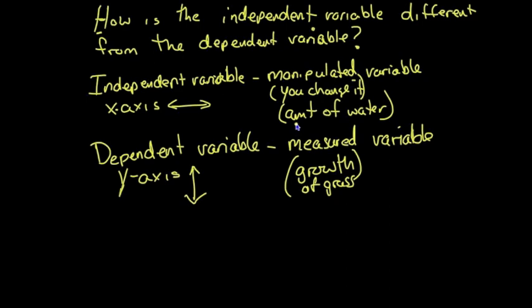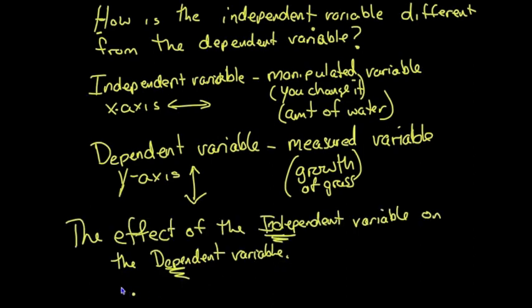Many times you can tell which is the independent variable and the dependent variable based upon the question or the title of a graph. Okay? So your title of your graph might be the effect of water on the growth of grass. So usually it's going to be the effect of the independent variable on the dependent variable.